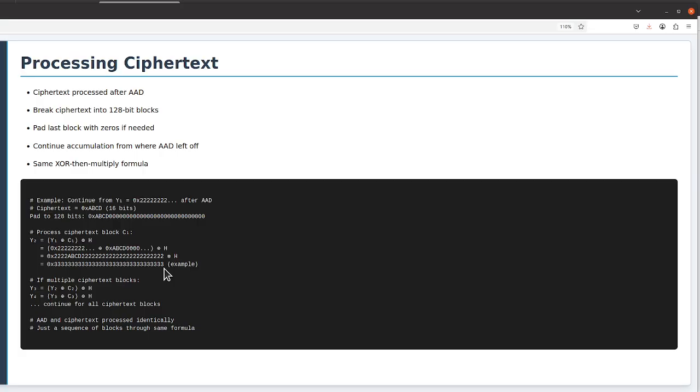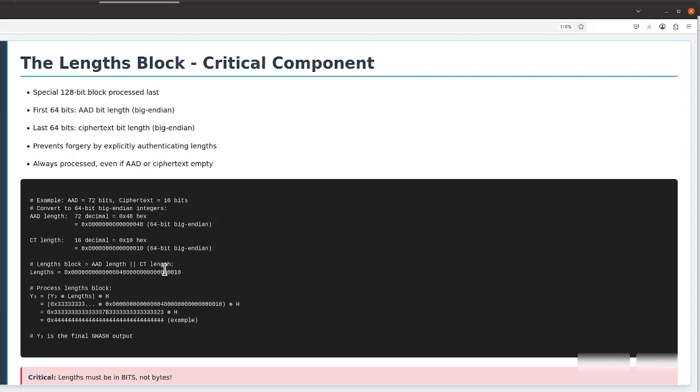There is one more crucial step: the lengths block. The lengths block is a special 128-bit block that GHASH processes after all the AAD and ciphertext blocks. This block contains the bit lengths of the AAD and ciphertext and is critical for security. Without the lengths block, certain attacks would be possible, allowing an attacker to manipulate the boundaries between AAD and ciphertext.